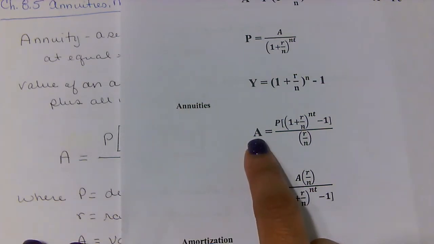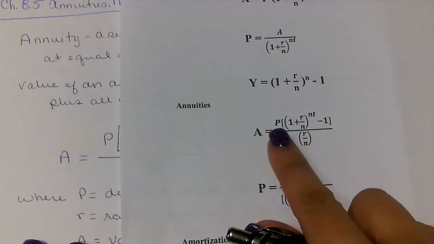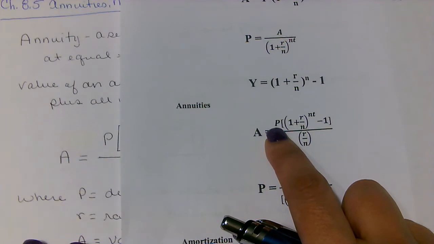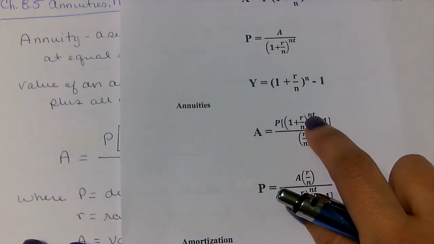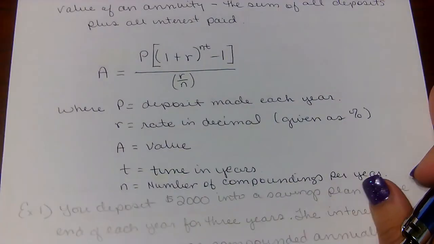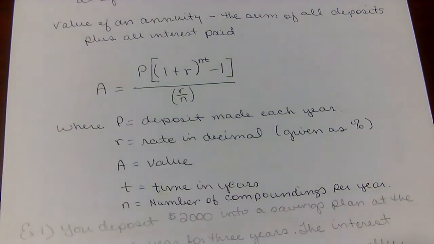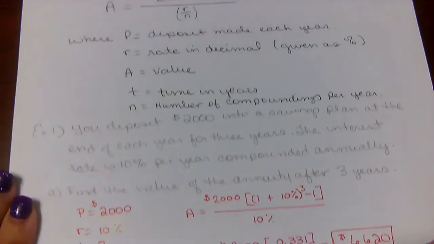So A is still going to be our future value. P will be the amount of payments that you put in over a specific amount of time. R is going to be your interest rate, and N will be the number of compoundings per year. In this case, the future value is the sum of all deposits plus your interest paid.